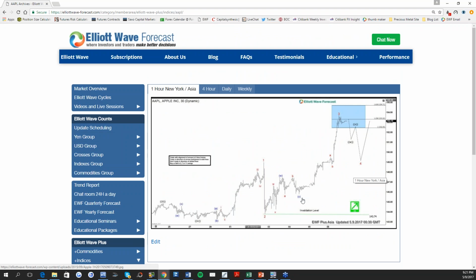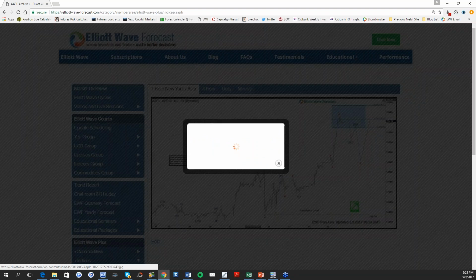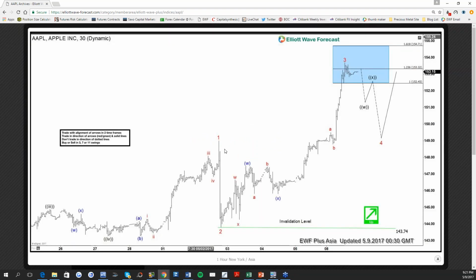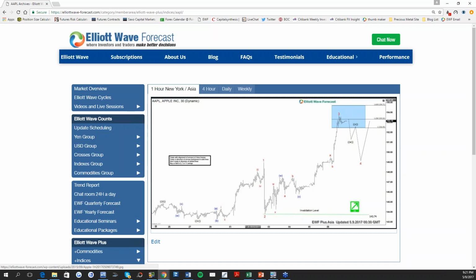For Apple, I can show you an example. It's the same. This is the 1 hour chart, for example, and we are labeling it as such. If you want to see an example, not necessarily a flat, it depends on what type of structure it makes. But this is the way we do it.